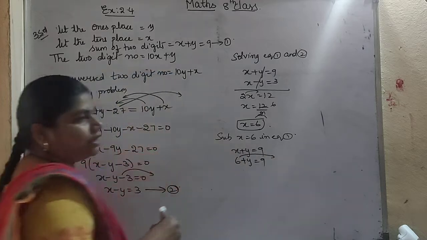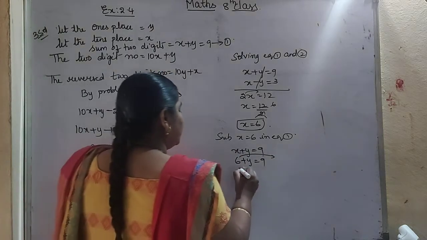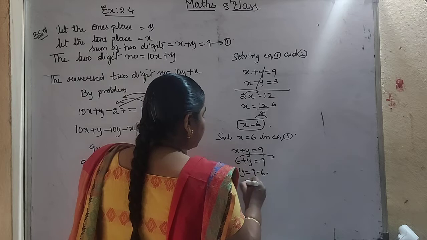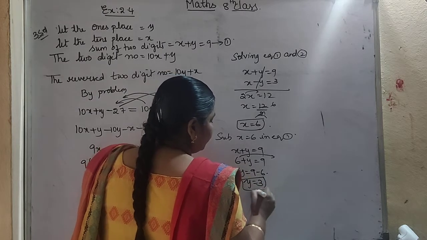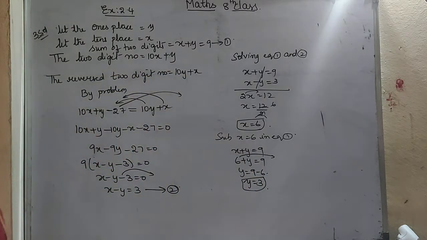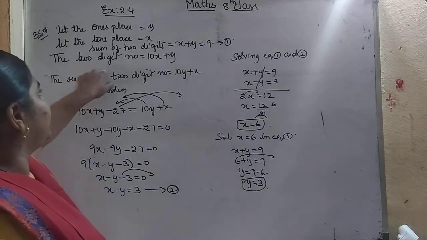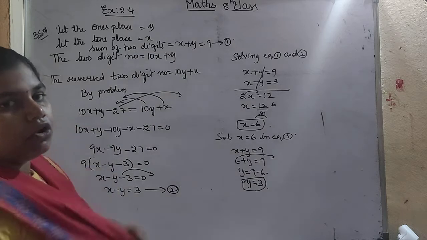Transpose this 6 to the other side, that will become minus. So y is equal to 9 minus 6. So what is y? 3. Okay. So now what is the original number we will see? What is the original number here? 10x plus y is the original number.